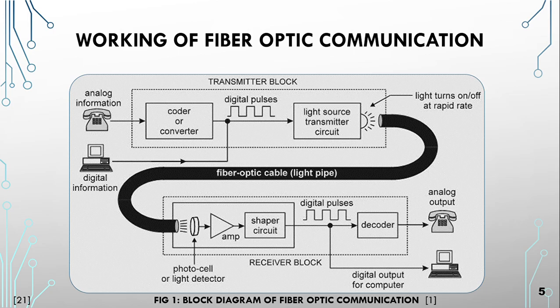Then we can look onto the block diagram of an optical fiber communication. As we can see, at the transmitter side, primarily the analog signals are converted to digital pulses via an analog to digital converter. And these converted digital pulses are then transmitted via a light source. That light undergoes total internal reflection inside the fiber optic cable and gets transferred. And we can look at the receiver block. The light is collected and converted and shaped to the original digital pulse, and then it is converted to the original analog signal.